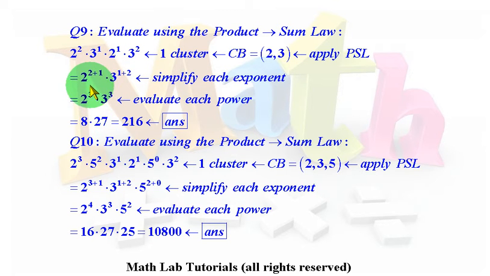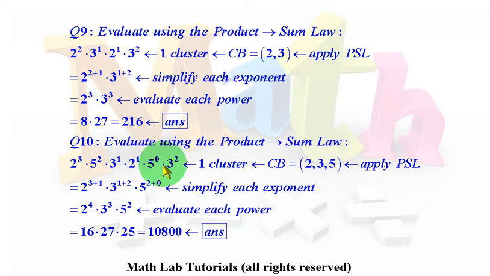And in the next step, 2 to the power 2 plus 1 is just 2 to the power 3. And this becomes 3 to the power 3. And again, you cannot join these up using the product sum law. So we must perform an evaluation at this point. We get 2 to the power 3 is 8, 3 to the power 3 is 27. And of course, this product is 216. Let's go on to Q10.